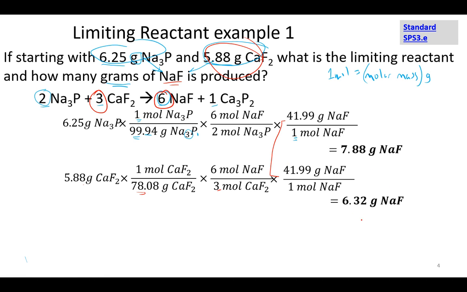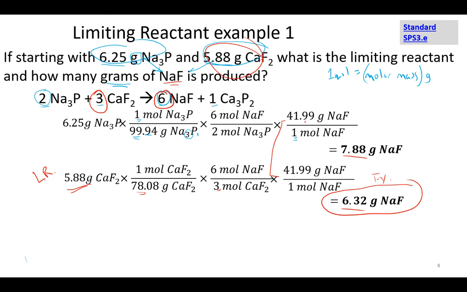So I have my two answers. One of these is my theoretical yield, and it will tell me my limiting reactant. So I look at my answers and I determine which one's smaller. Since this is smaller, this is how much sodium fluoride I will be producing. This is my theoretical yield. It's how much I would expect to make. The substance that started the calculation is the limiting reactant. Whatever started the calculation, my reactant is the limiting reactant, and the smaller mass is my product.